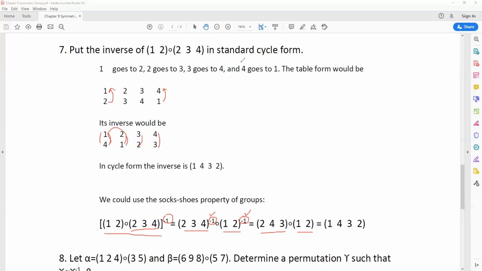And notice that if we do the composition starting from the right side, we can see that 1 maps to 2, and then 2 maps to 4. So 1 goes to 4. Likewise, 4 goes to 3. 3 would go to 2, and 2 would cycle back to 1.